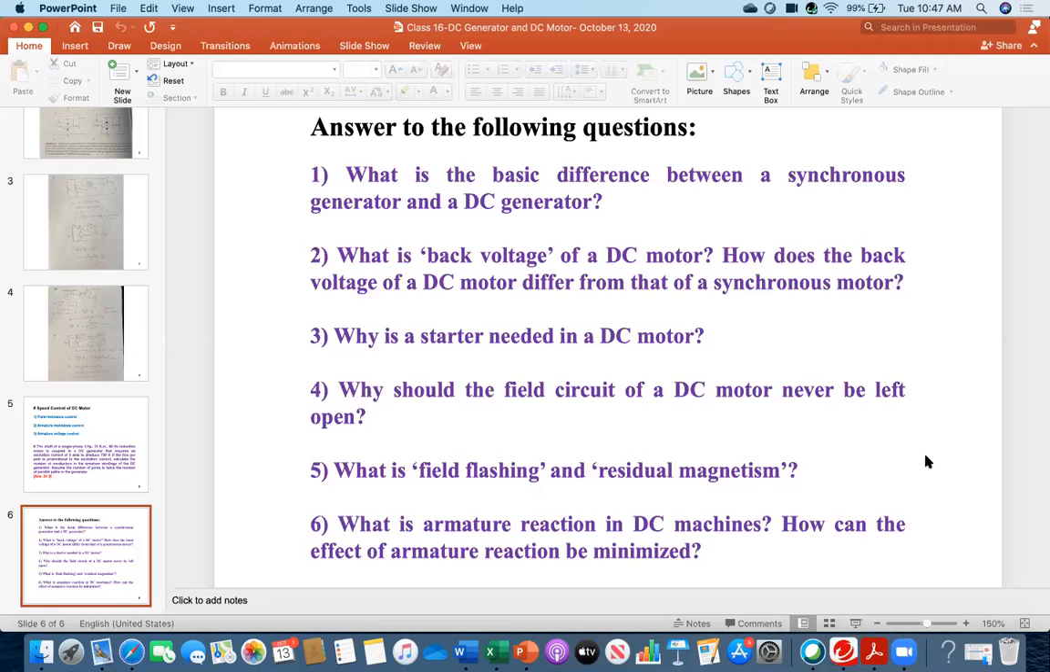But now everybody, please try your best to find the answers. You will be facing similar questions next week in the upcoming midterm exam.